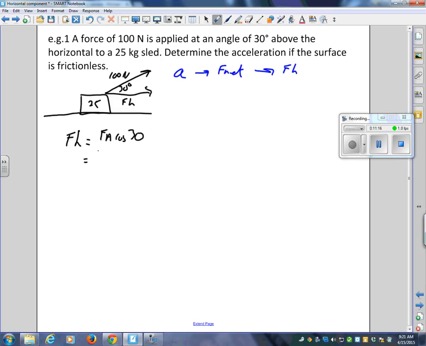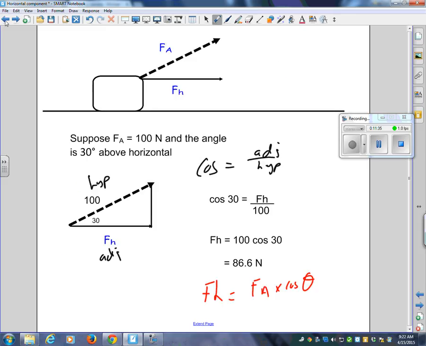So that's going to be 100 cos 30. Oh, I guess this should really be FA cos theta. No big deal. I'm missing the S here, aren't I? Okay, 100 cos 30. Do I have that already somewhere? 86.6, right?